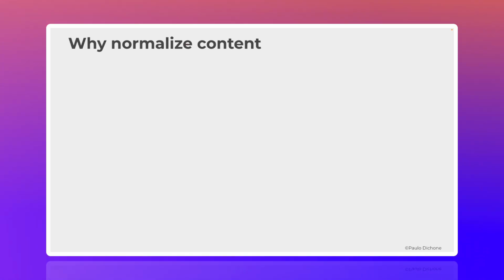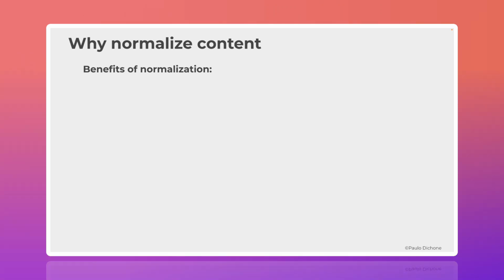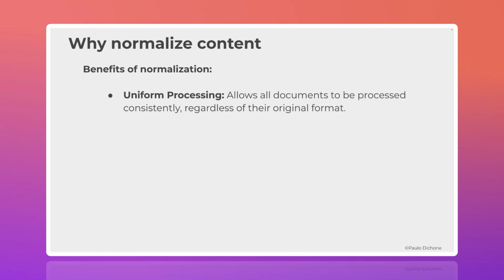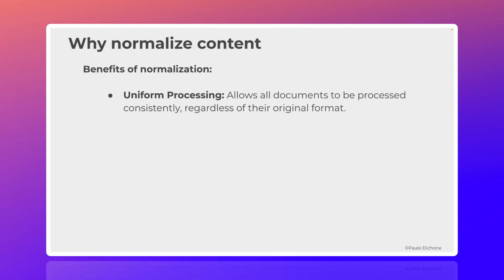Okay, so the reason why we normalize, well, we know why we normalize. Let's look into details, the benefits of normalization, the whole process. One of the benefits of normalization is that we have what we call uniform processing. What that means, as you know by now, is that it allows all documents to be processed consistently. This is the key point, consistently. And the beauty here is that it doesn't matter what kind of document it was, what type it was as a raw source, right? So at the end, we have this uniform normalized document.